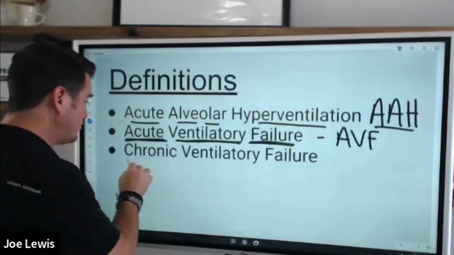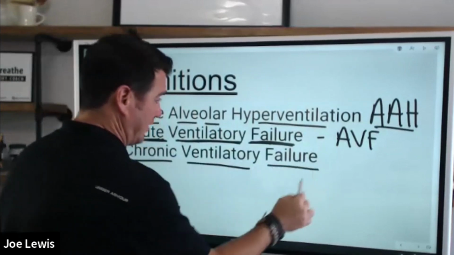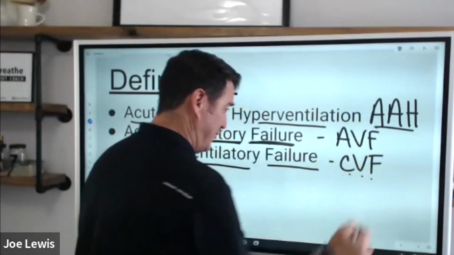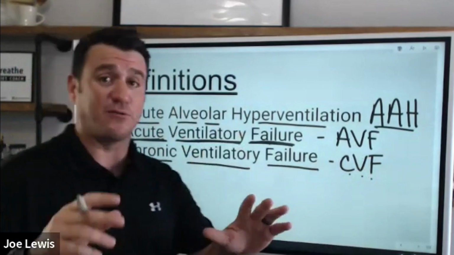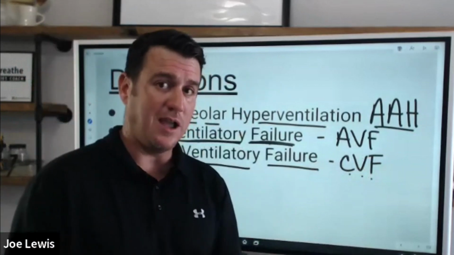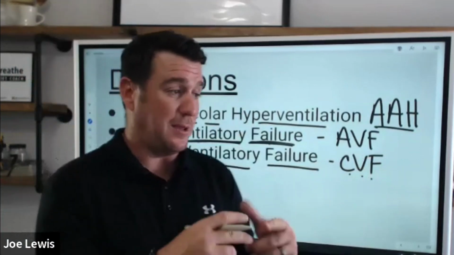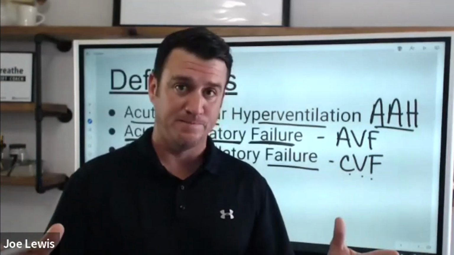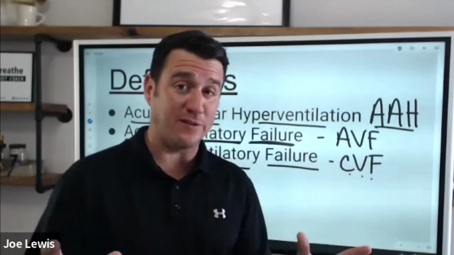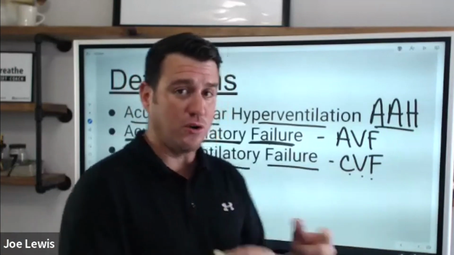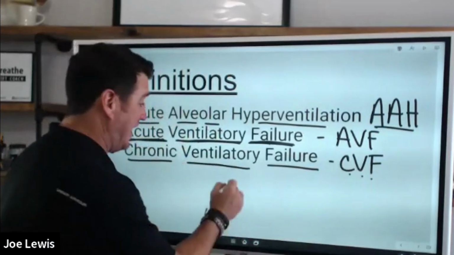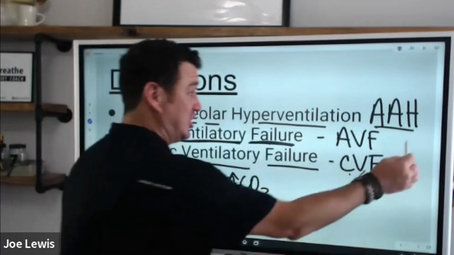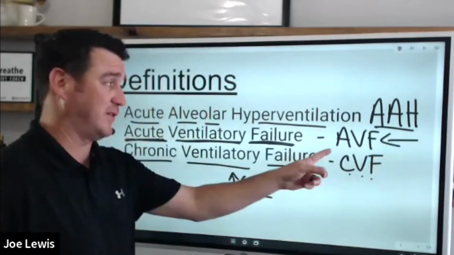Now, the last one here is chronic ventilatory failure. This is going to be shorthanded to CVF, chronic ventilatory failure. Now, what we know is that we have chronic pulmonary diseases, and these chronic pulmonary diseases impair the gas exchange that normally happens over time. This gets tricky because chronic ventilatory failure is also going to be defined by a high CO2, which is just like we talked about up here with acute ventilatory failure.